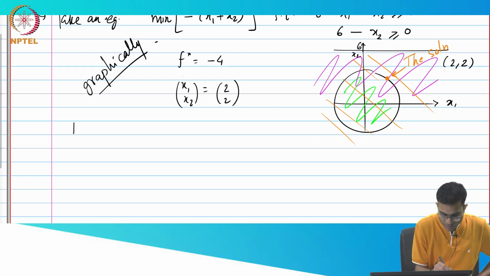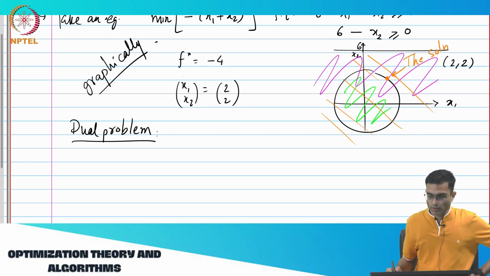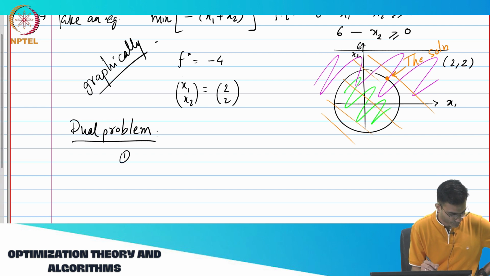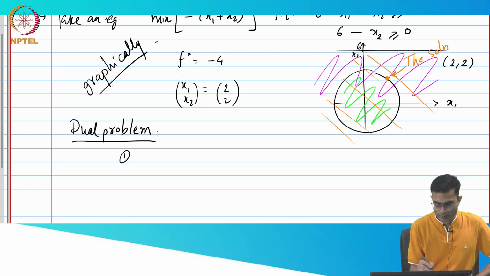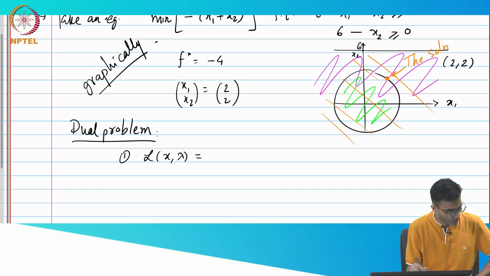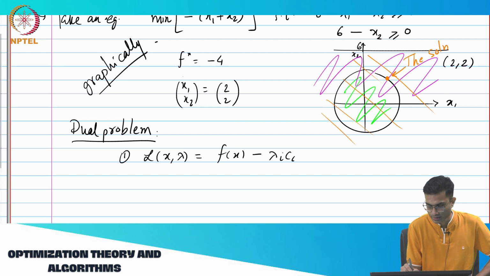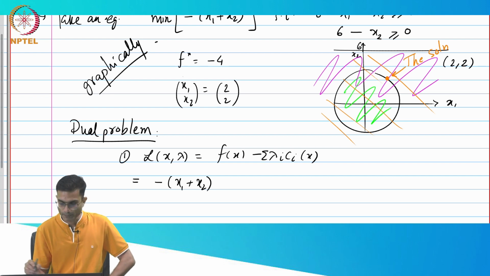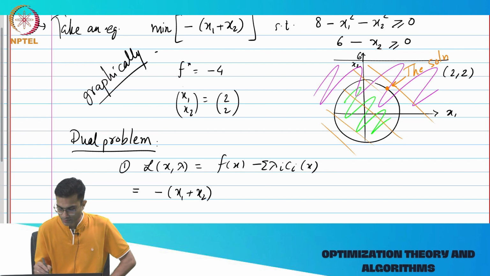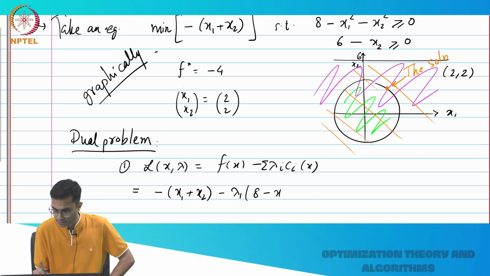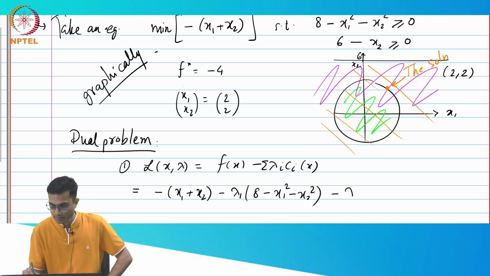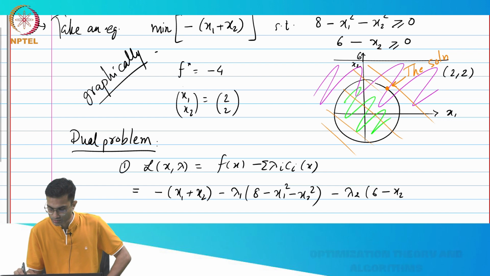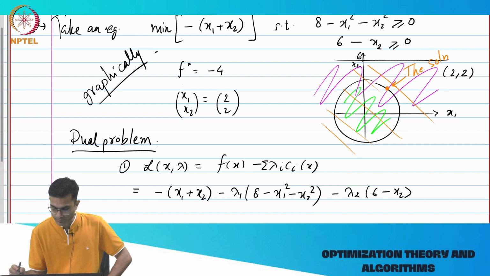Okay, so now let's solve the dual problem. Two-step process. So first step, I need to first form the Lagrangian, right? So Lagrangian of x comma lambda is equal to f of x minus summation lambda i ci. Okay, so this becomes a little bit longer to write. So minus x1 plus x2, that's my f. Okay, and then I have my constraints. So c1 and c2 are there, so I get a minus lambda 1 times 8 minus x1 squared minus x2 squared and minus lambda 2 times 6 minus x2. This is my Lagrangian.